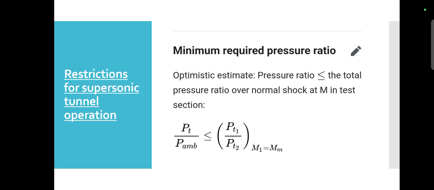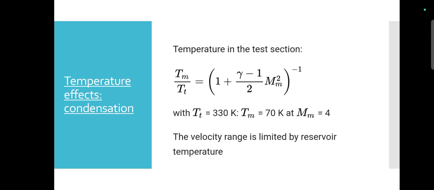Optimistic estimate: pressure ratio is less than or equal to the total pressure ratio over a normal shock at M, the test section. PT by PAMB is less than or equal to PT1 by PT2 at Mach number M1 equal to MM. And temperature effect consideration: temperature in the test section, Tm by Tt equal to 1 plus (gamma minus 1) by 2 of MM square, power minus 1, with Tt equal to 330 K and Tm equal to 77 K at Mach number equal to 4.